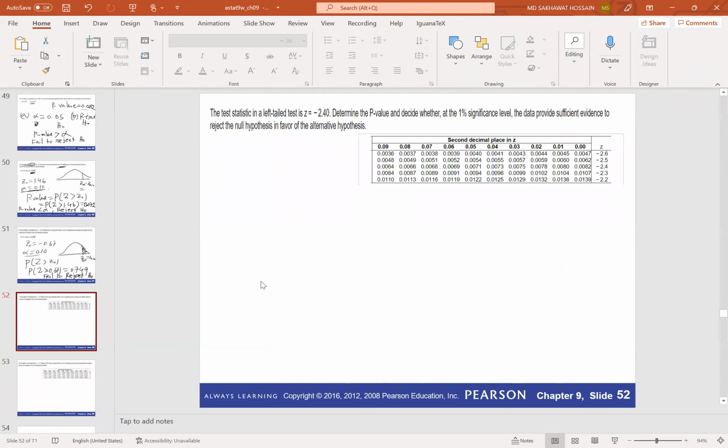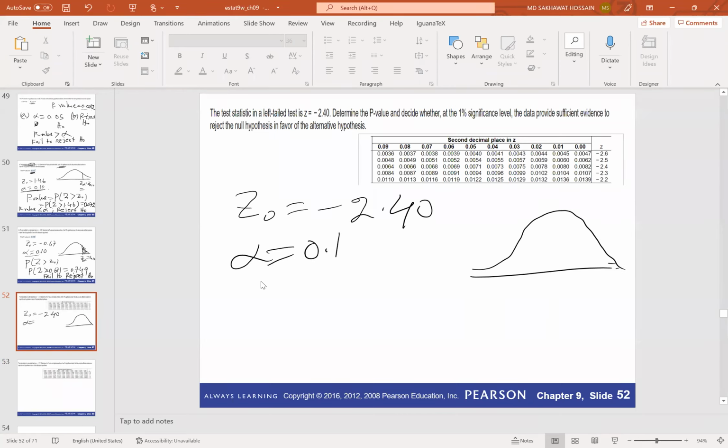Okay. So we have another example here. The test statistic in a left-tail test is Z equals negative 2.40. So this is the test statistic, Z0 is negative 2.40, and this is a left-tail test. So alpha is, sorry, not 0.10. The level is 1%, so that means alpha is 0.01.